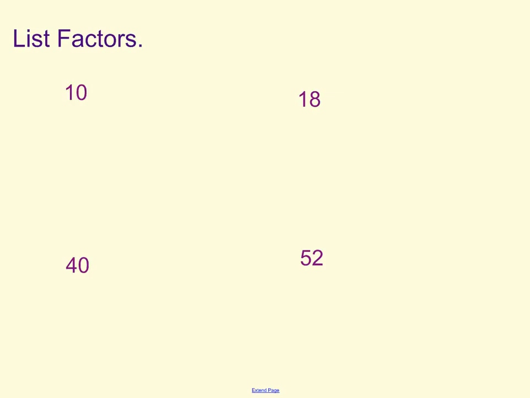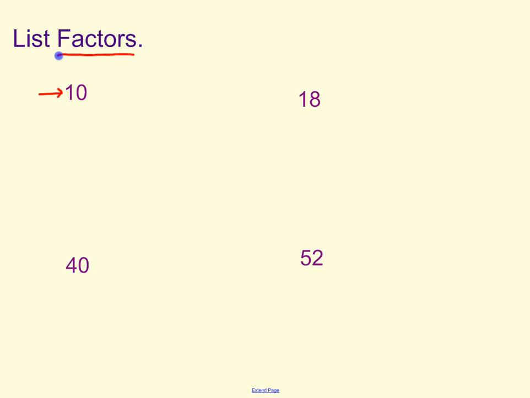Alright, in this video we're going to work on listing factors. So first we have to be familiar with the vocab word factor. Two factors will be numbers that multiply together that will equal the number you're trying to list the factors for. So I'm looking for any numbers that multiply together to give me 10.